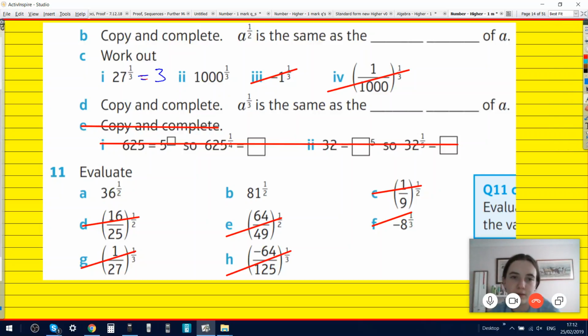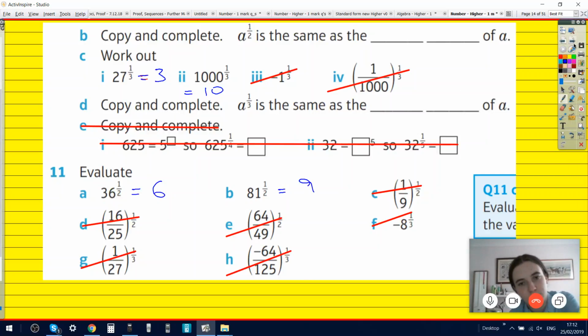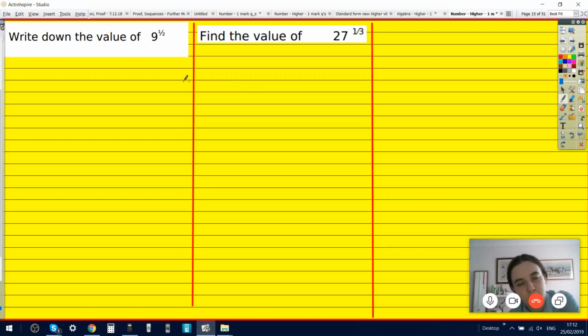3. This one. 10. 11A. 6, and B. 9. Got it. Okay. These two.